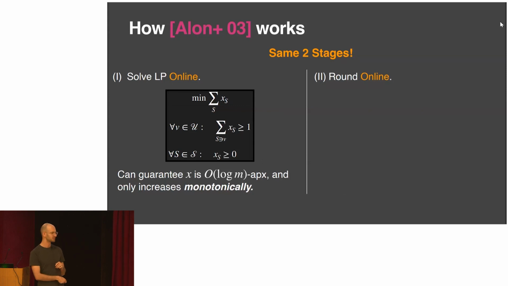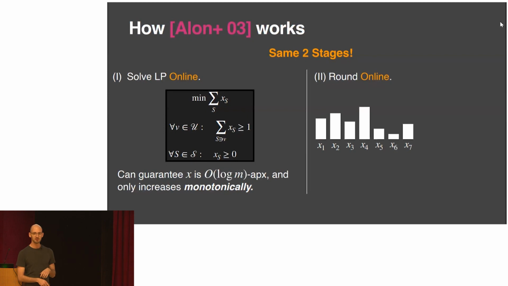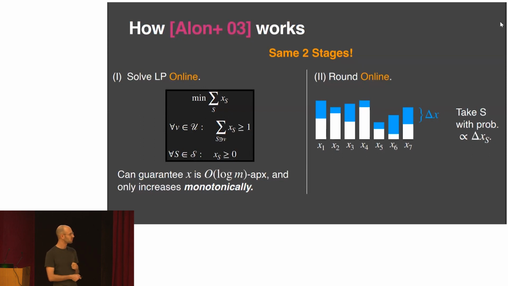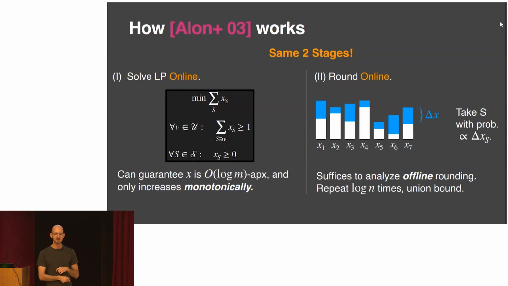If I drop the second condition, you could just solve the LP at every step and this wouldn't be interesting, but you're solving the LP with this monotonicity property. And now this is very powerful because if x is only increasing monotonically, then suppose this is x at time t. x at time t plus 1 looks like this, right? It's only grown over time. What I can do is the rounding. I can sample every set S with probability proportional only to the delta, as opposed to the whole thing. And if I tune the proportionality constant cleverly, I can analyze this as if I'm rounding one single time at the end of the algorithm.